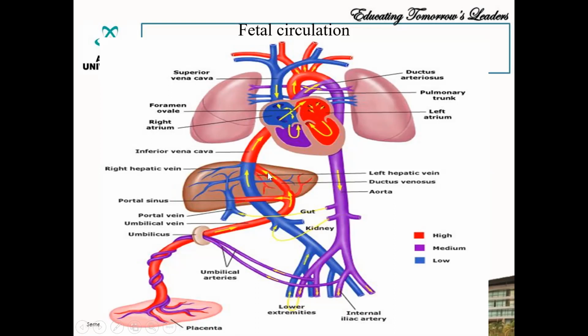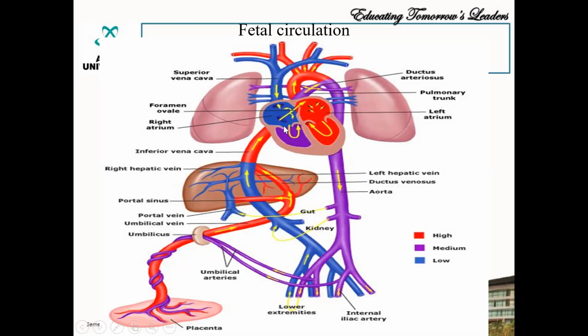Then this umbilical vein will be joining with the inferior vena cava of the fetus. In this inferior vena cava of the fetus, some amount of deoxygenated blood will be there, which will be from the lower limb of the baby. Then this inferior vena cava will be going into the right atrium. So this inferior vena cava will be joining the right atrium.